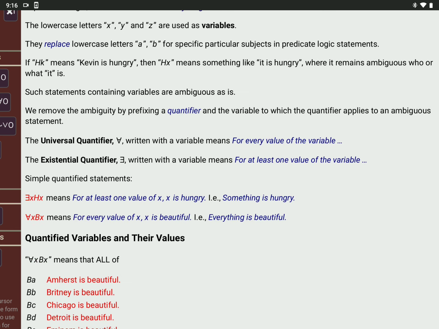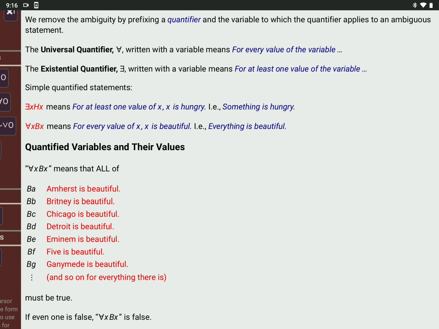So if I write backwards EX, HX, remember HX by itself means X is hungry, where we don't know what X is. If I put the backwards EX, it means for at least one value of X, there's at least one thing I can interpret X as being, where HX is true. So for at least one value of X, X is hungry. So that basically means something is hungry.